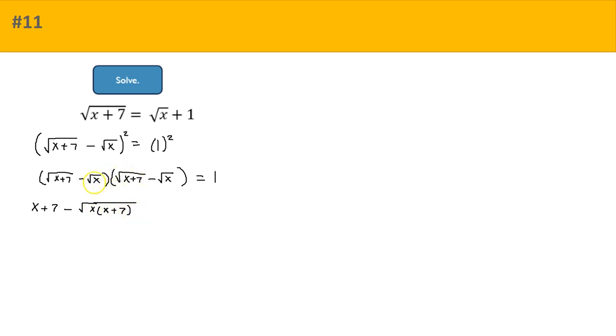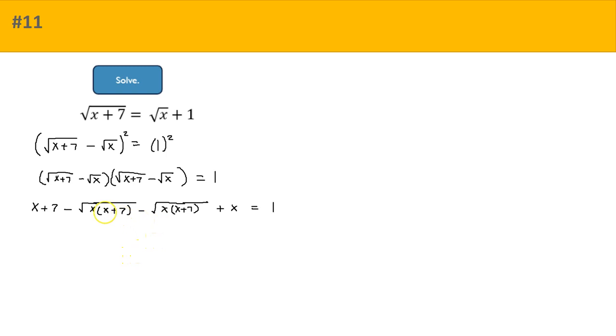Okay, so we'll do the same thing here. Negative square root of x times square root of x plus 7 is negative square root of x times x plus 7. And then negative square root of x times negative square root of x equals positive square root of x squared, which is positive x. And so we'll just set that equal to 1.